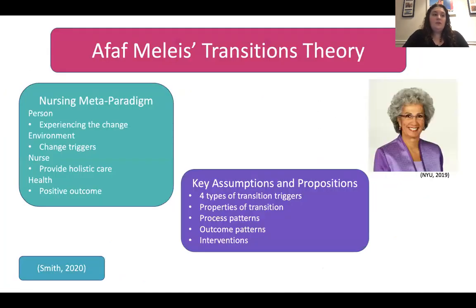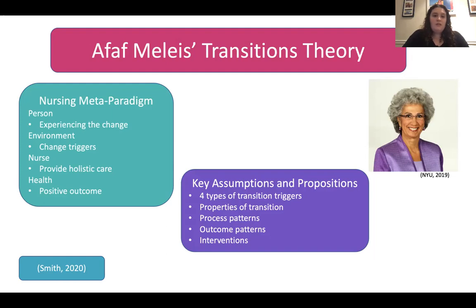Meleis transitions theory is a middle range theory grounded in role theory that discusses what happens during a transition. Role theory is a paradigm developed by Dr. Ralph Turner that explores how one transitions from one role to another, how one takes on a new role, or how one changes their behavior within a role. According to Meleis, there are 4 different types of change triggers: change in health or an illness situation, developmental transitions, situational transitions, and organizational transitions.